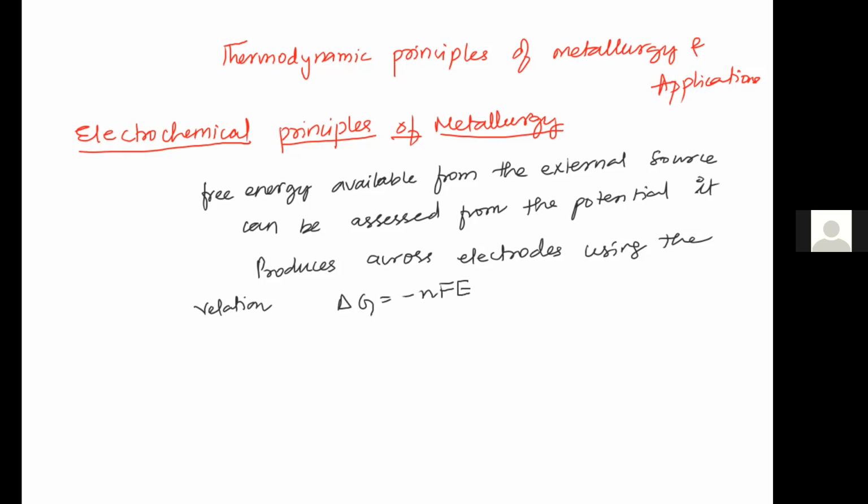So what is each one standing for? n is the number of electrons transferred. F is the Faraday constant, 96.5 kilojoule per mole. E naught we can also call the electrode potential.